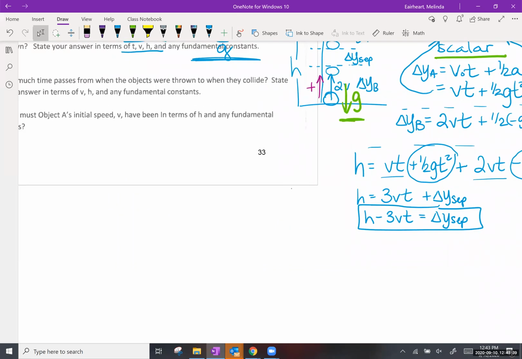And then number 5 says, how much time passes from when they were thrown? Now we're going to collide. And it says, give your answers in terms of VH. Oh, we can't use T. Hey, we're solving for T. And a fundamental constant, gravity. And so now we're looking for time. So this is number 5. We're looking for time. Well, I saw time in the previous equation, right?